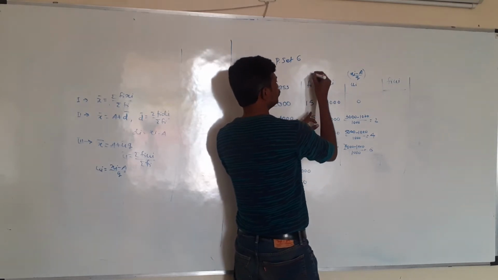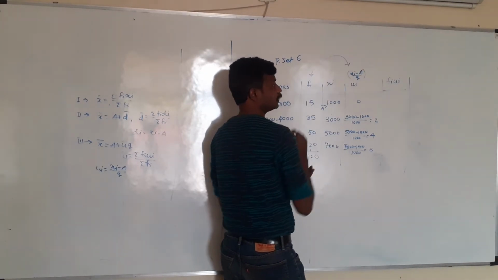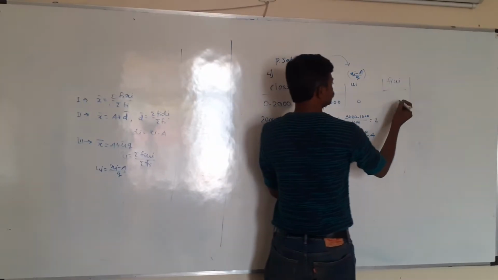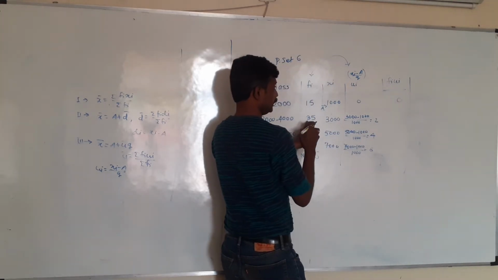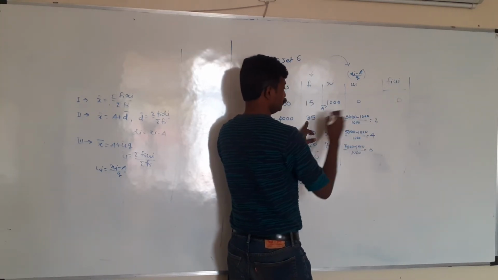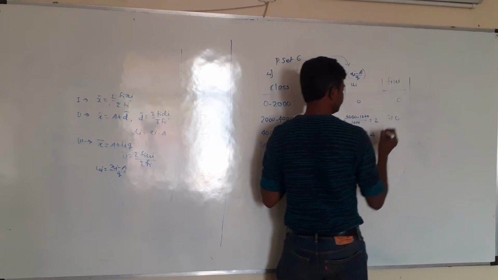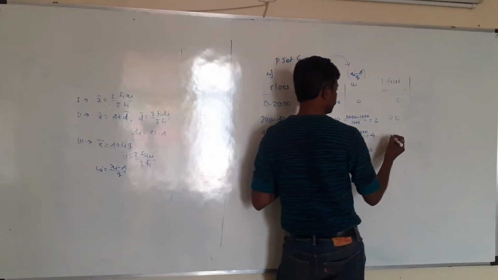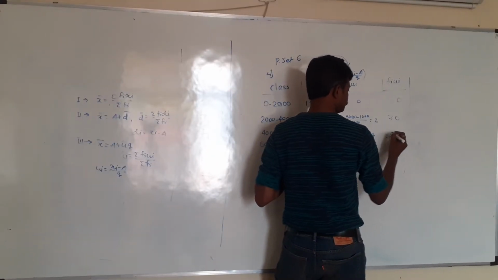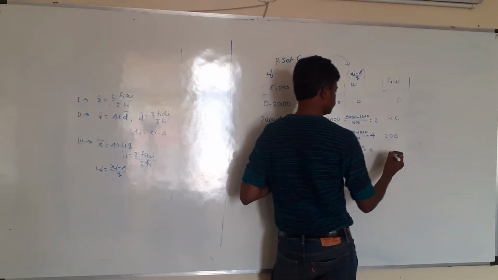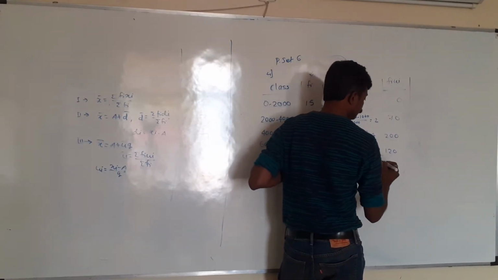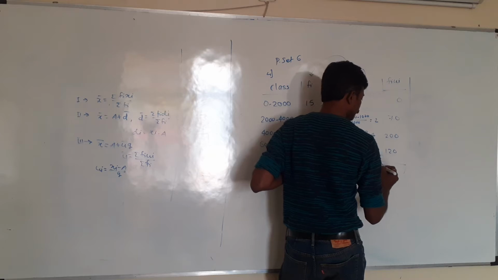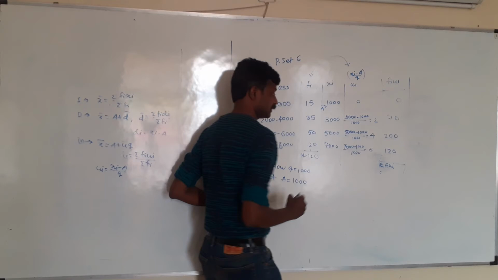So frequency is here, UI column is here, and we need the product of these two columns. 15 zeros are 0. Next frequency is 32, next UI is 2. 35 twos are 70. 54 are 200. And then 20 into 6, 120. Okay, we'll be needing summation of Fi UI, because that is part of our calculation.